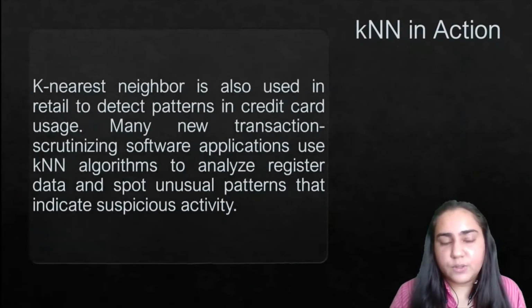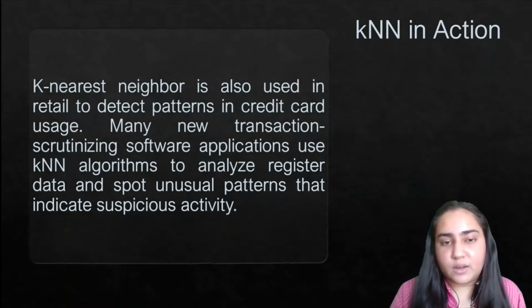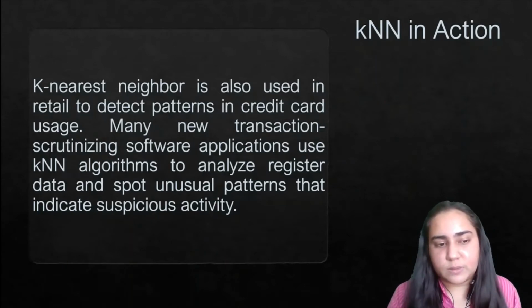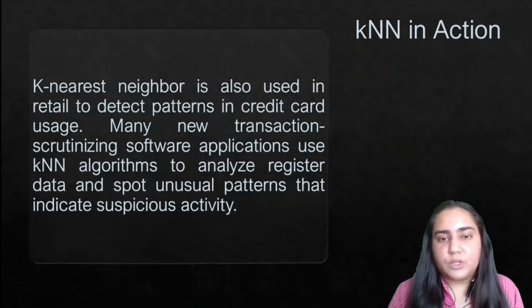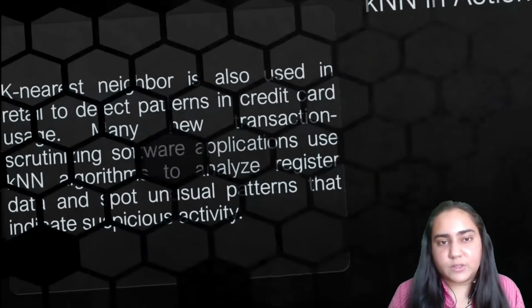K-nearest neighbor is also used in retail to detect patterns in credit card usage. Many new transaction scrutinizing software applications use KNN algorithms to analyze register data and spot unusual patterns that indicate suspicious activity. So most of the time, people are worried about credit card fraud. And if you wanted to find out if there were any suspicious activities within the credit card of the person, you could use KNN to find such irregular patterns.